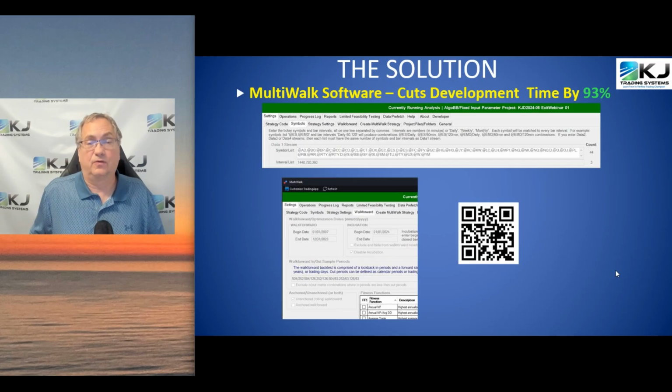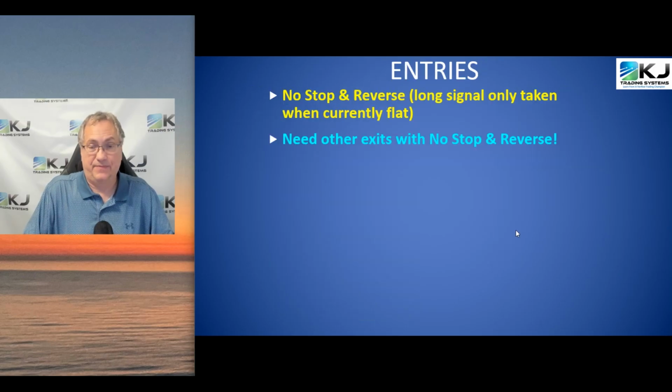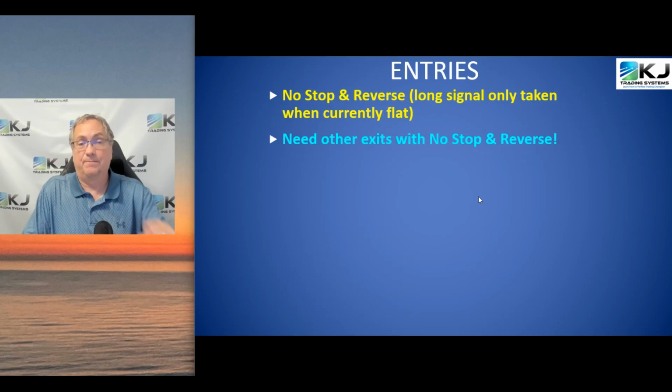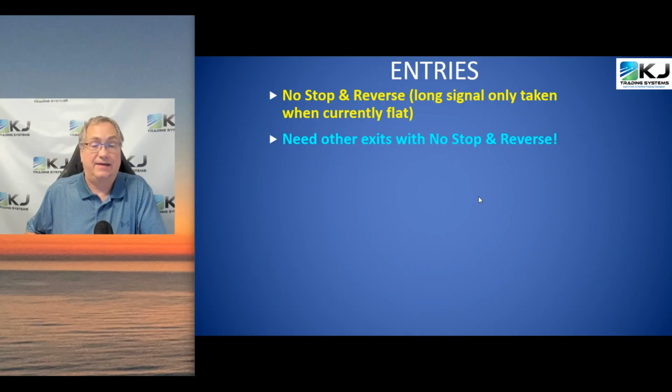So I get around that with a tool called Multi-Walk that a student of my course actually built that cuts development time by my estimates and my testing about 93%. You might even get better than that, but that's a huge time savings because it can test multiple markets, multiple bar sizes, multiple walk forward, in and out periods. You can test a lot of things. You set it all up front and just let it go. Pretty neat.